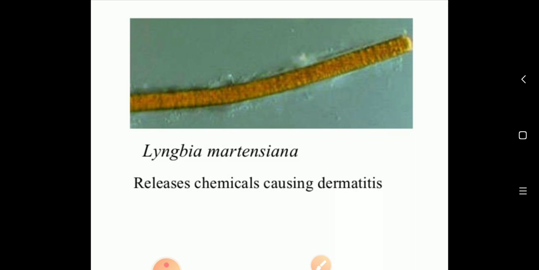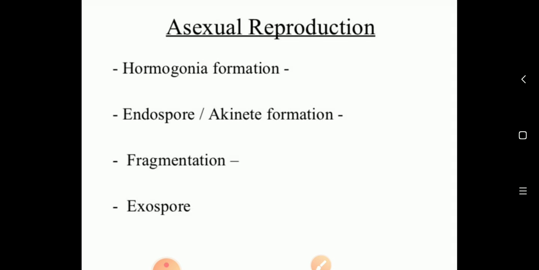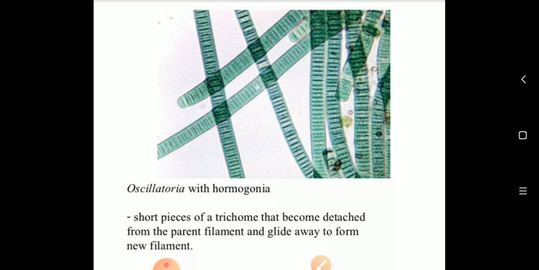Lyngbya is a kind of cyanobacteria which is present in polluted water. They release chemicals which cause dermatitis, a kind of skin itching, in a person. They generally reproduce by asexual reproduction, by formation of hormogonia, akinetes, fragmentation, or exospores.